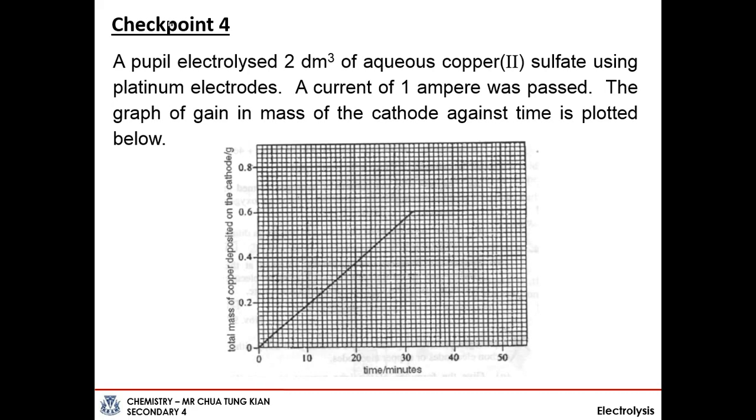It is a semi-database sort of question. They give data here, here, and here. So we need to analyze the data to better answer the question. So let's take a look. This is aqueous copper 2 sulfate, 2 dm cubed. The current, don't need to worry about this. But the mass here, let's take a look. It increases until it hits a plateau at 0.6 grams. Total mass of copper deposited on the cathode is 0.6 grams.